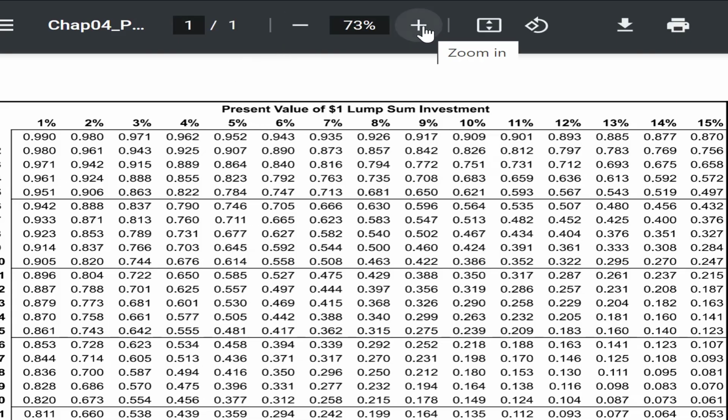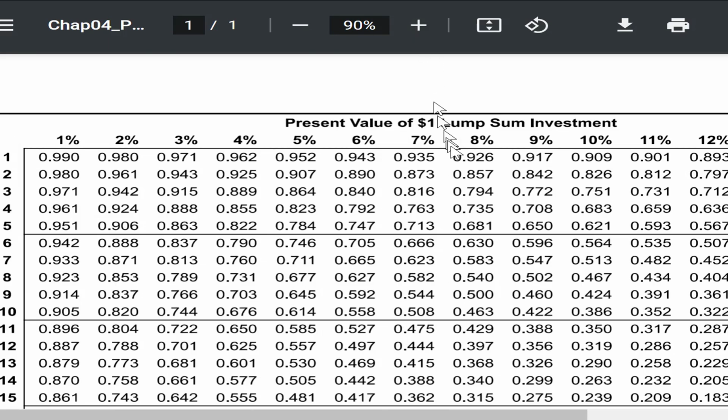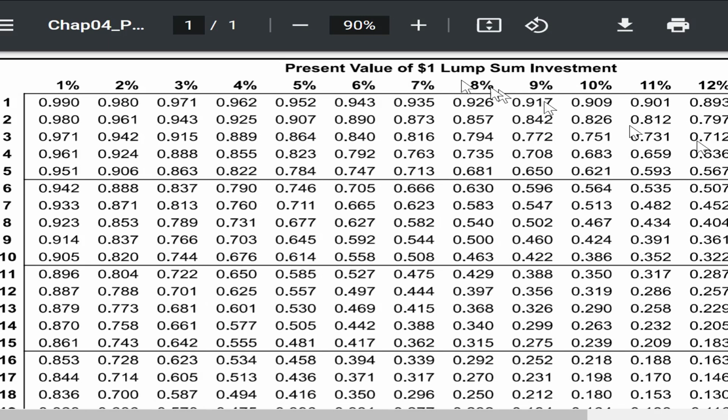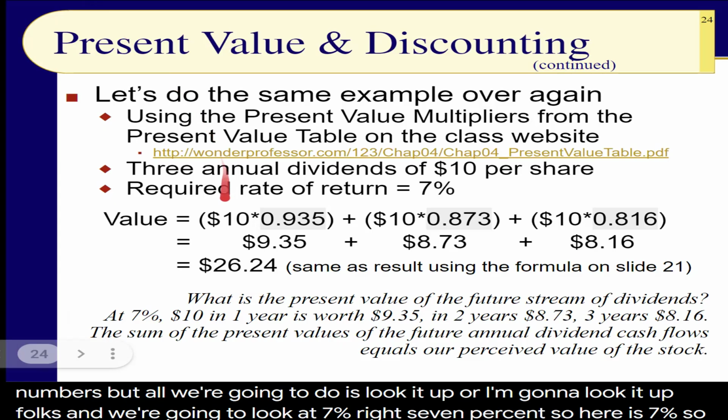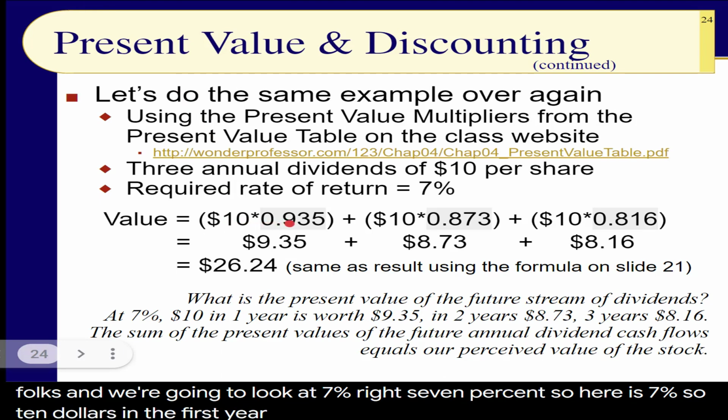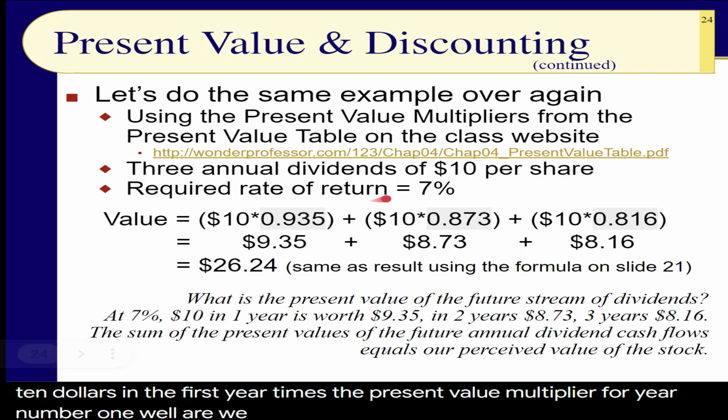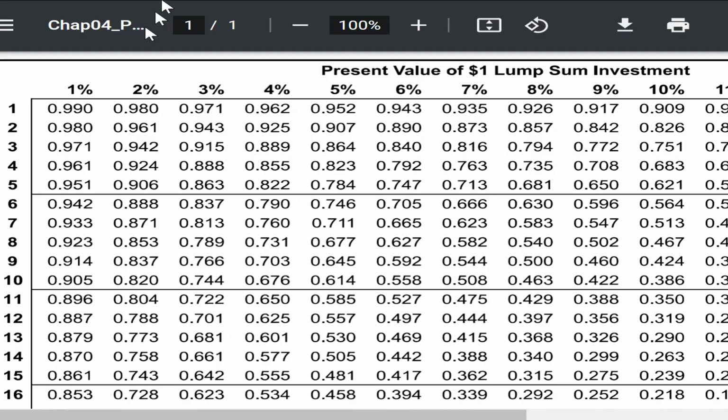Now, I know it looks scary. It's all those numbers, but all we're going to do is look it up. We're going to look it up, folks. And we're going to look at 7%, right? So here's 7%. So $10 in the first year times the present value multiplier for year number 1. Well, our required rate of return is 7%. So we go across to 7%, down to year number 1, 0.935. Year number 2, 0.873. Year number 3, 0.816. You got it? 0.935, 0.873, 0.816.